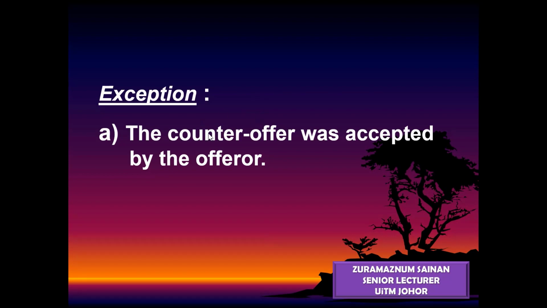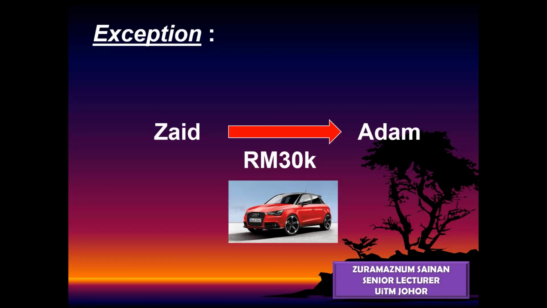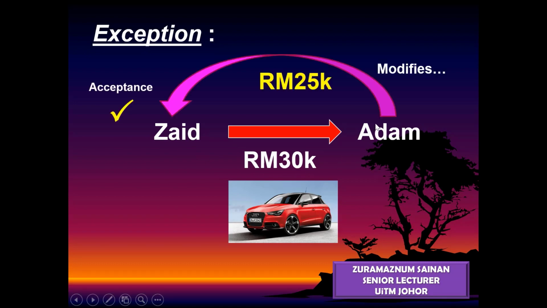Exception. Even though there is a counter offer, sometimes a contract may happen if the counter offer is accepted by the offeror. For example, in the same illustration, when Zaid offered to sell his car for 30,000 to Adam, and then Adam agreed to buy the car but for 25,000. So there is a counter offer. But if Zaid accepts the counter offer made by Adam, there is a valid acceptance by Adam, and therefore the contract is binding.